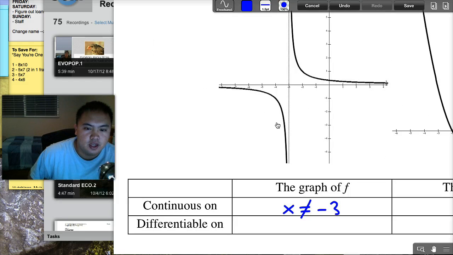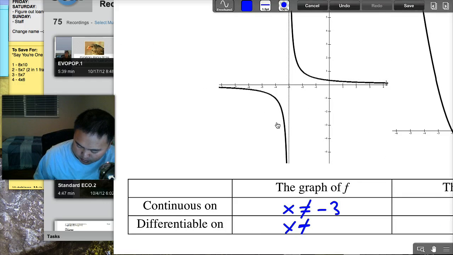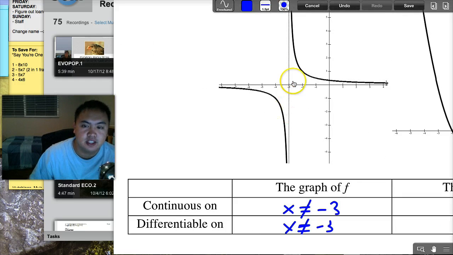Differentiable means the limit matches from the left and the right, and I could take the derivative at that point, or it matches the value at that point. It is also differentiable everywhere except at x equals -3. I can't take the derivative at x equals -3. There's no derivative here because the left, the right, and the actual value do not line up.